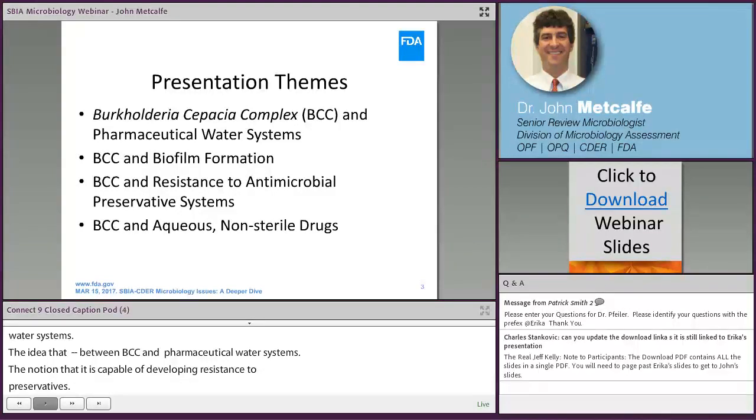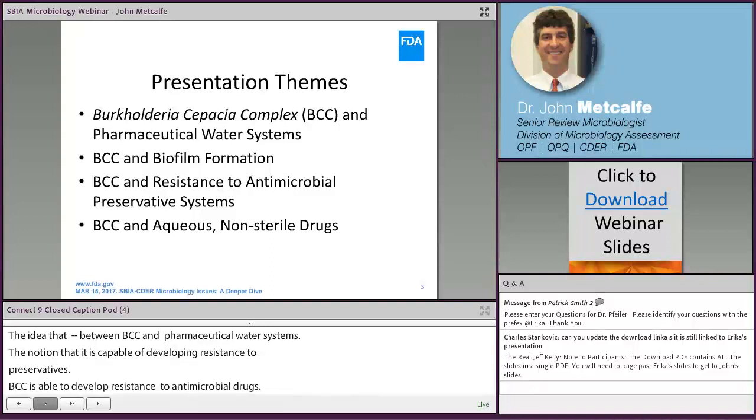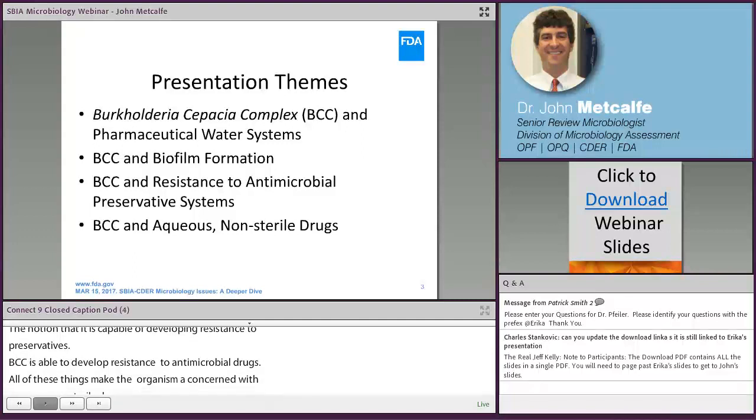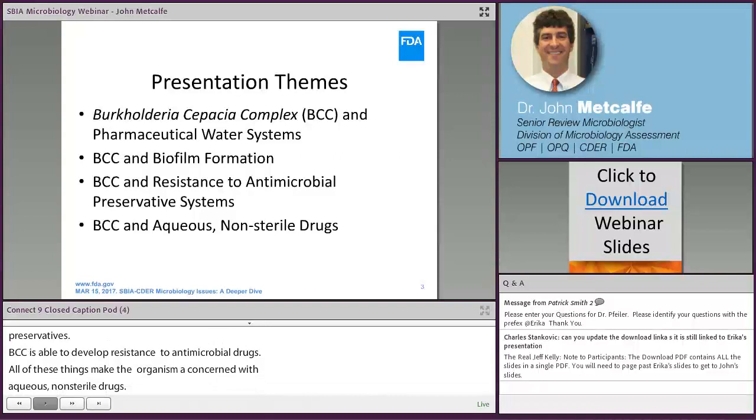And finally, all of these things make the organism a concern regarding aqueous non-sterile drugs. I won't belabor that point any further because Erica spoke quite a bit about water activity and why we have concerns at FDA regarding the aqueous non-sterile drugs.